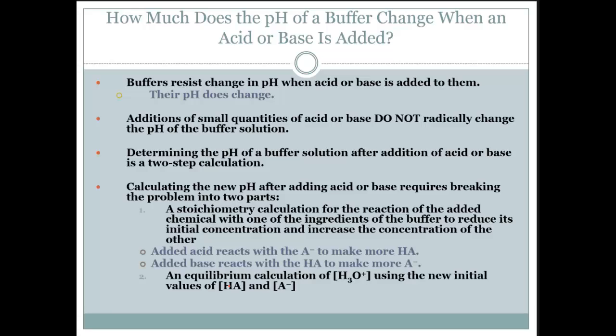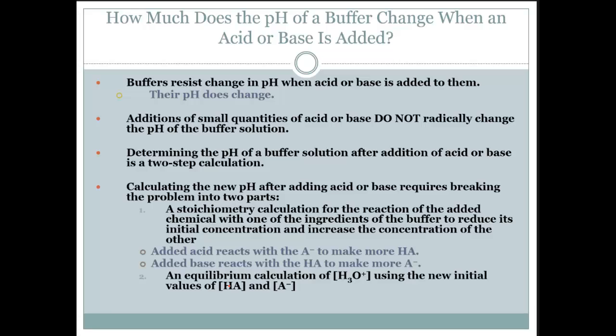Buffers resist the change in pH when acid or base is added to them. Their pH does change, just not significantly. Additions of small quantities of acid or base do not radically change the pH of a buffer solution. Determining the pH of a buffer solution after the addition of the acid or base is a two-step calculation. Calculating the new pH after adding the acid or base requires breaking the problem into two parts.